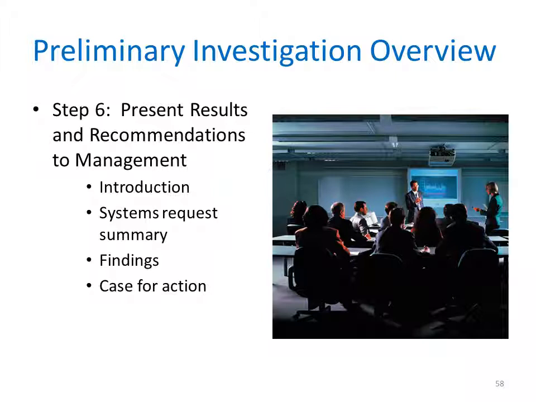It contains a brief description of the system, the name of the person or group who performed the investigation, and the name of the person or group who initiated the investigation. The second section would be the systems request summary, and obviously it summarizes and describes the basis for the system request. The third section would be your findings. The findings section contains the results of your preliminary investigation, including a description of the project's scope, constraints, and feasibility.